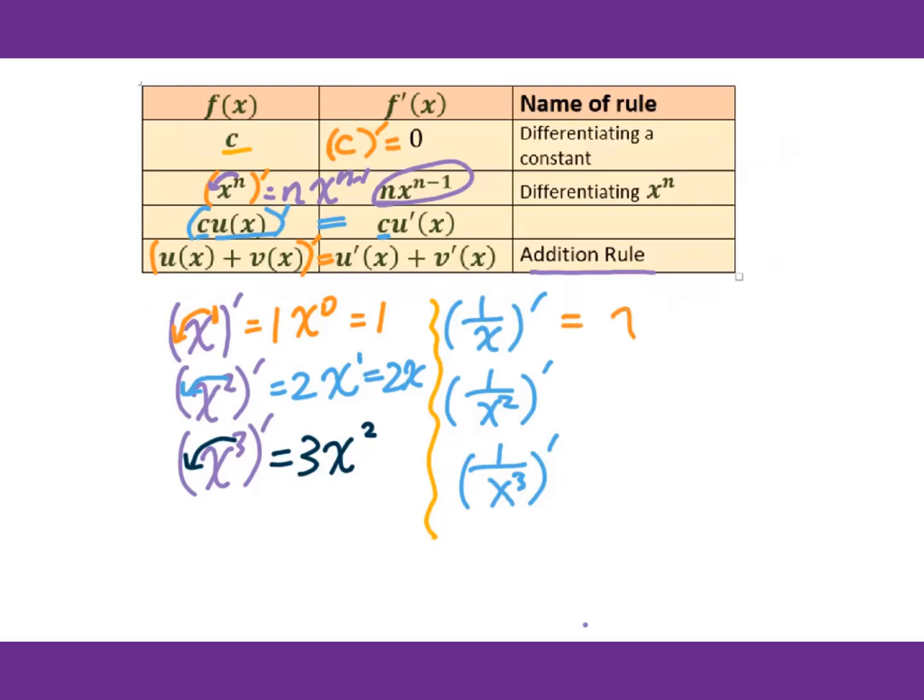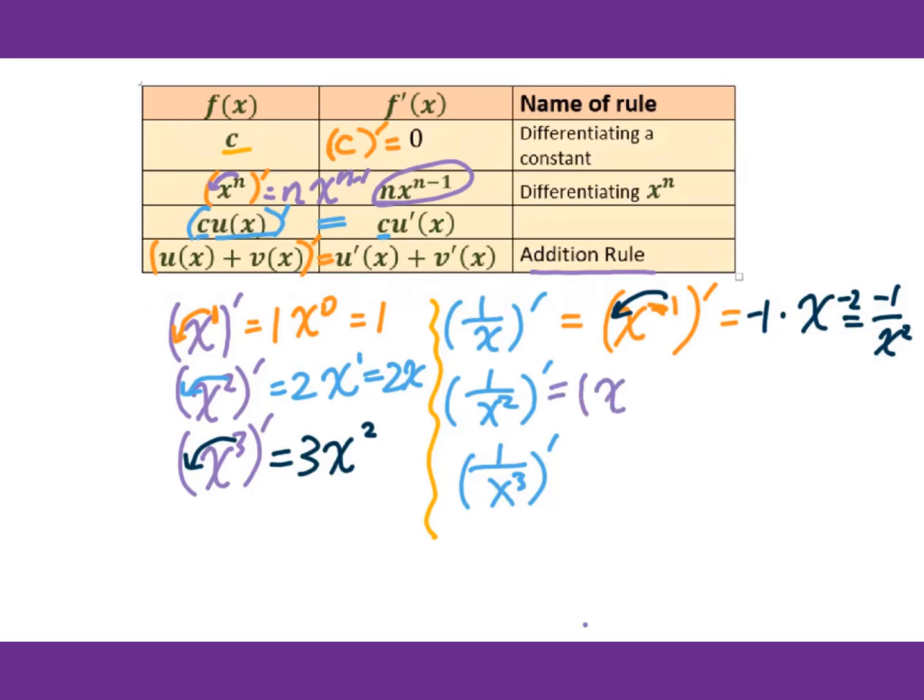1 over x, you have to change into power rule form. That is x to the negative first power, we do the derivative. Then drop down, minus 1, you will get negative 1 times x to the negative second power, which means negative 1 over x squared.